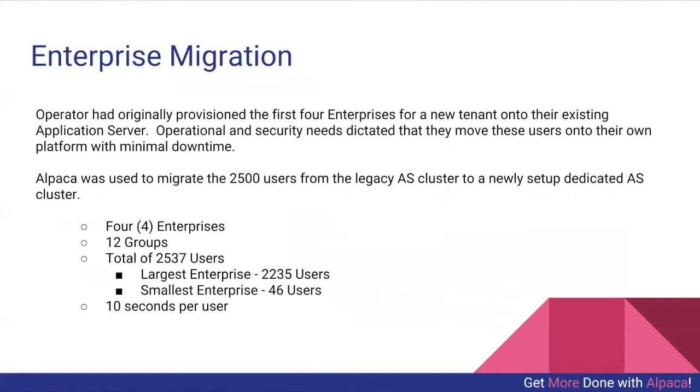So I mentioned earlier, the operator originally provisioned the first 4 enterprises of their new tenant onto their existing application server, and ultimately decided they needed to move them. As I also mentioned, it was a relatively small migration of only 2,500 users across those 4 enterprises. But I think the important thing to note here is that the largest enterprise, of 2,235 users, was done in one big chunk, in one maintenance window with relatively little downtime.